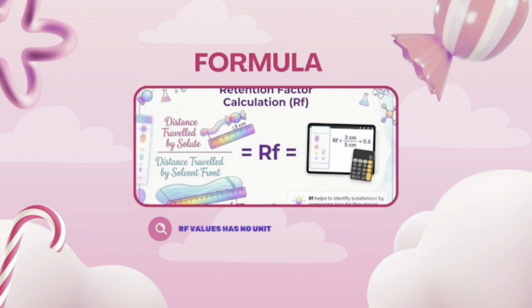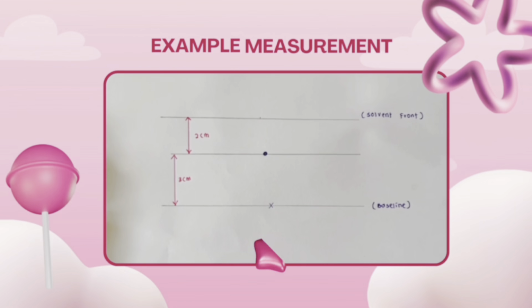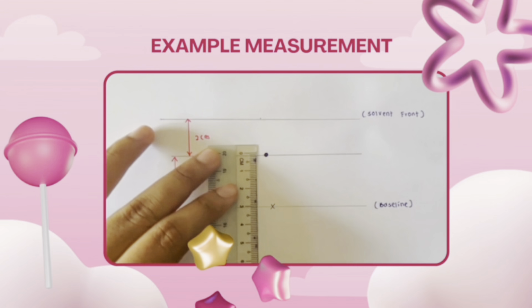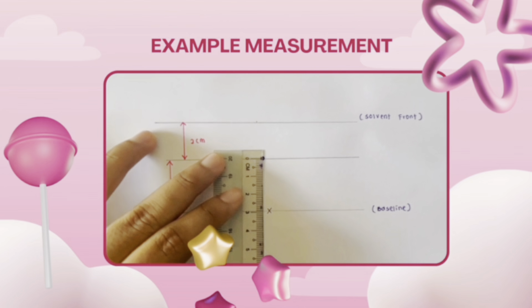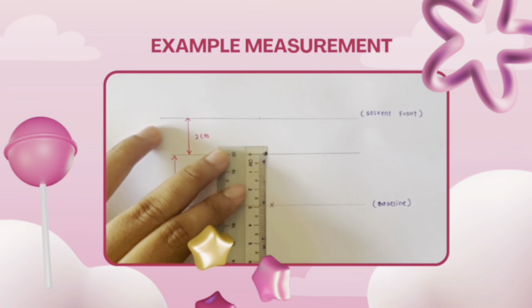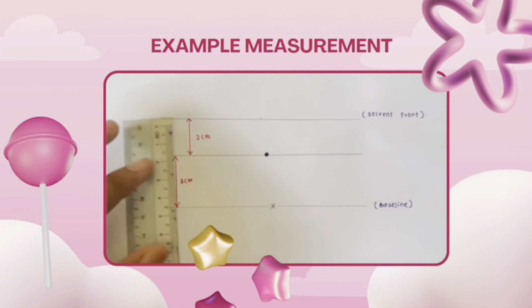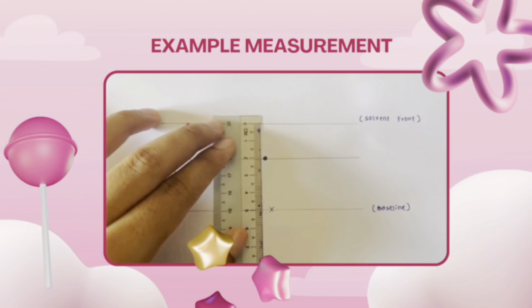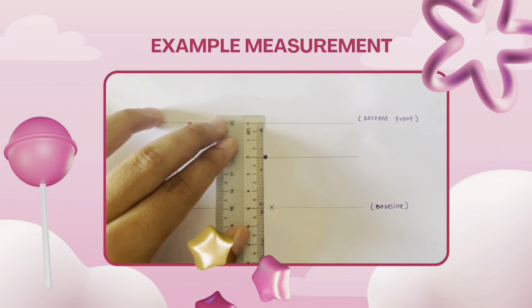The formula is RF equals distance traveled by solute divided by distance traveled by solvent front. Let's look at this quick example. We measure from this starting line at the bottom up to where the blue spot stops. As you can see, it traveled exactly 3 centimeters. And for the water, it kept moving all the way up and stopped at this top line, which is exactly 5 centimeters.